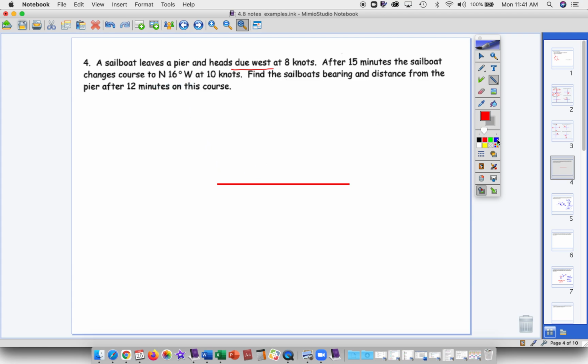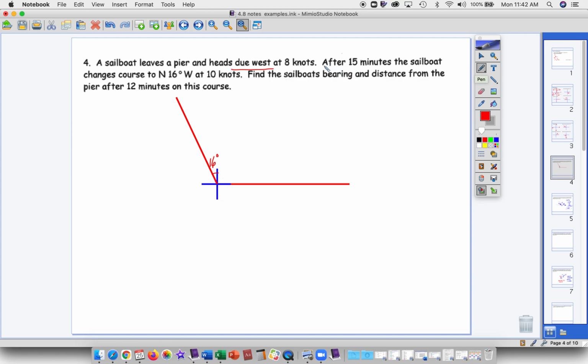So what I'm going to do here is draw in a little north, south, east, west line intersection. And I'm going to draw my bearing going off northwest 16 degrees. So again, I'm starting north and I'm rotating to the west 16 degrees. So this angle here that's made with the vertical is 16.